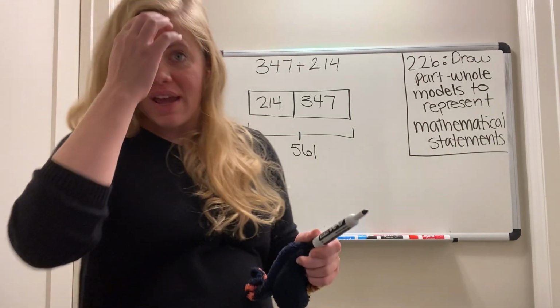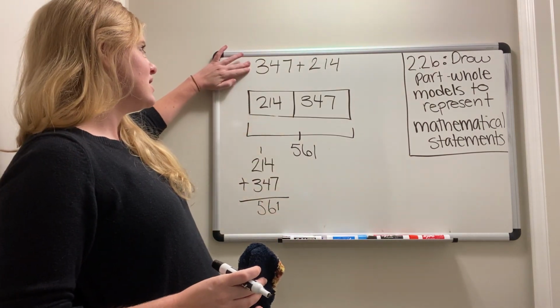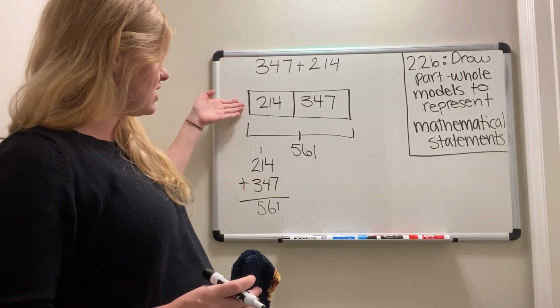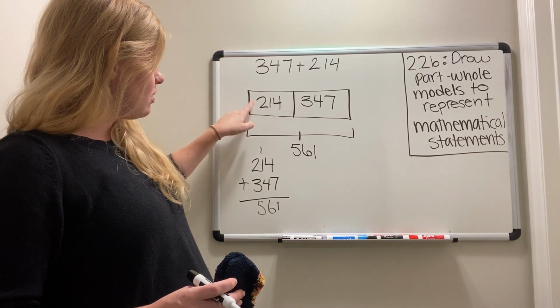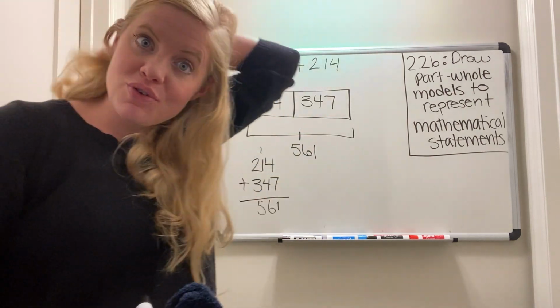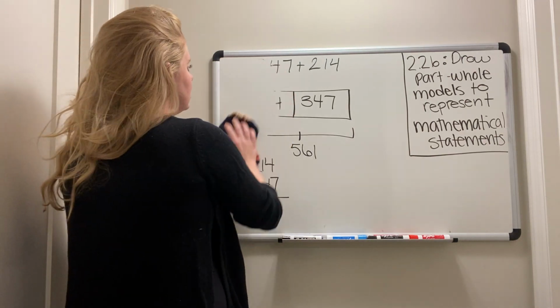Okay, you're going to be asked to take a mathematical statement that looks like this on your homework tonight, and you're going to have to draw something that looks like this. So pay attention. You need a part, part, whole. It should be pretty simple if you watch the video, which I know you all do.